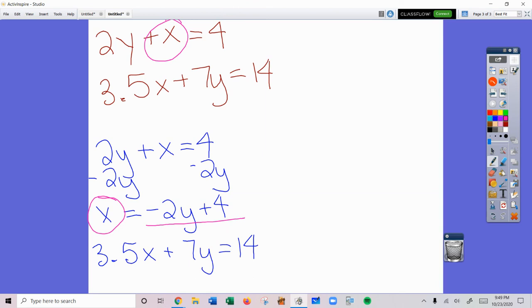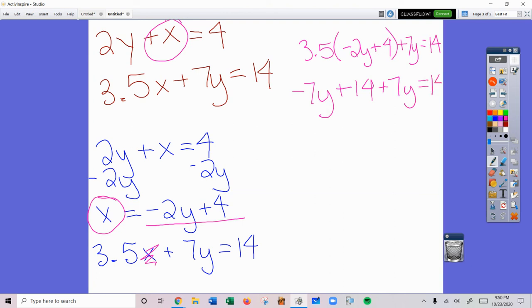Okay, which of the following equations is the correct substitution? We want it plugged in here, right? So we want 3.5 times (negative 2y plus 4) plus 7y equals 14. I kind of squeezed that in there. Okay, so we're going to do 3.5 times negative 2, which gives us negative 7y. Then we're going to do 3.5 times 4, which is going to give us 14. Plus 7y equals 14.